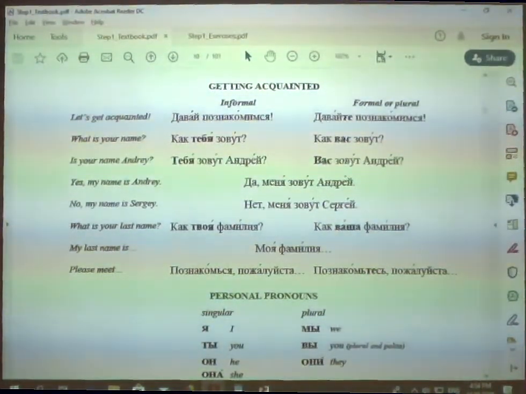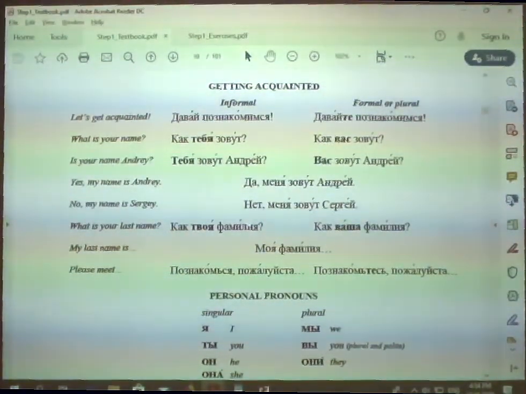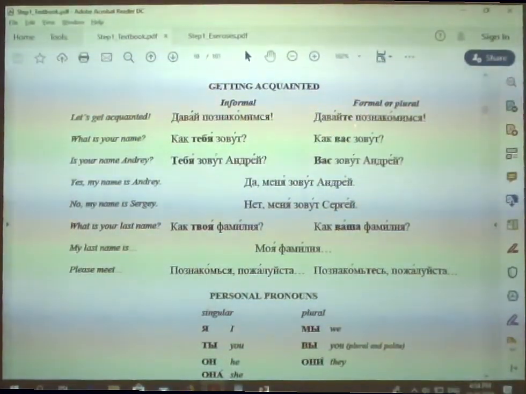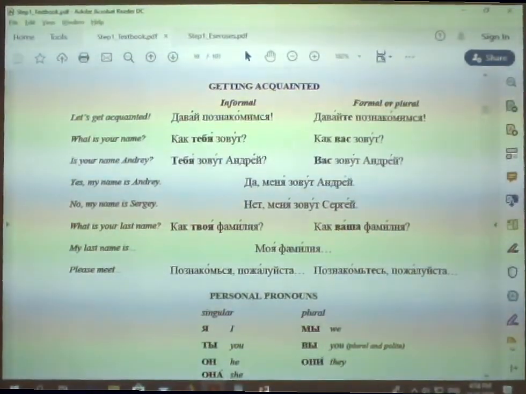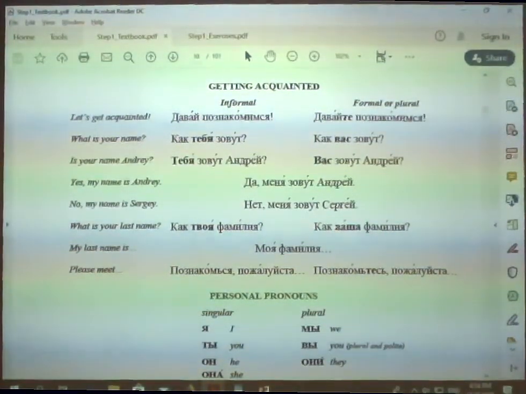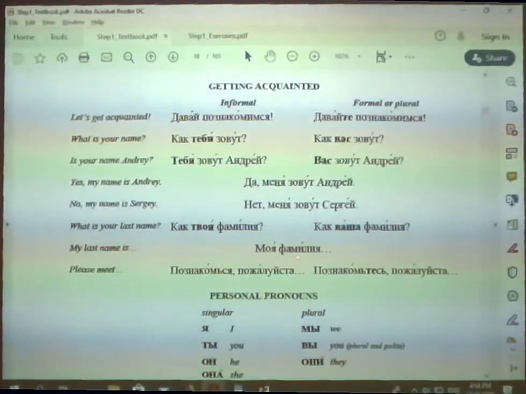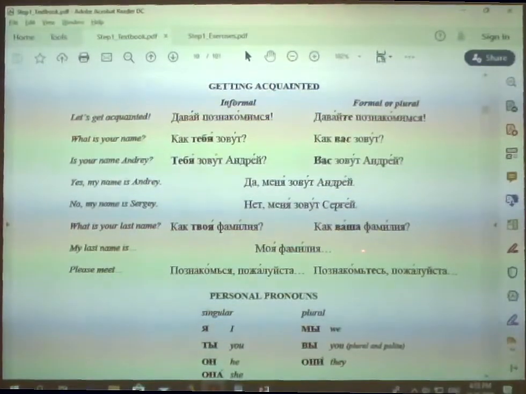Last name по-русски фамилия, and you ask, как твоя фамилия, when you are in informal situation. In formal situation, you ask, как ваша фамилия. Как твоя фамилия, как ваша фамилия. And you answer, my last name is, моя фамилия, and then you say your last name.